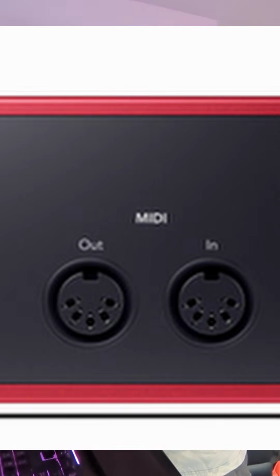And the last input I'm going to talk about are MIDI inputs. So this allows you to take MIDI signals from, for example, sequencers, from synthesizers or other devices. Well, that's it for inputs. Now let's talk about outputs.